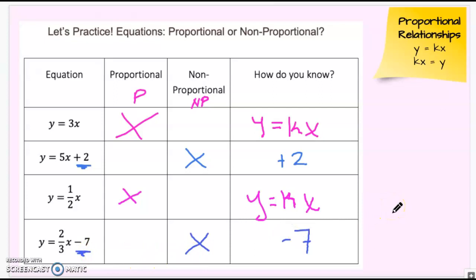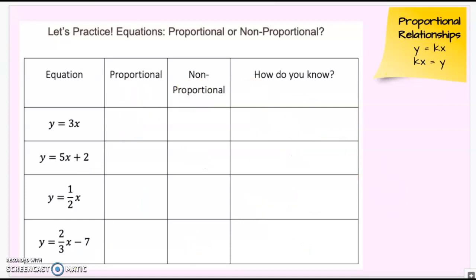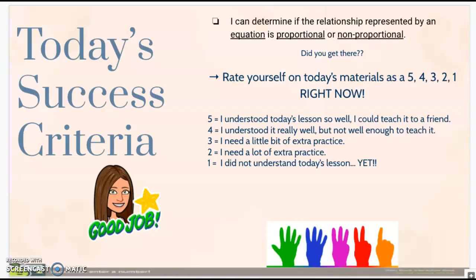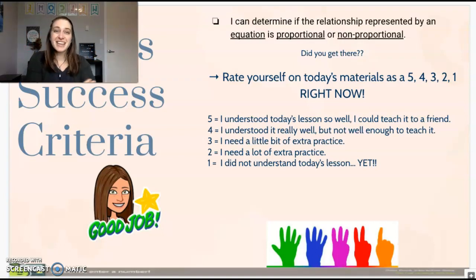Awesome. This is something that could be really helpful in your notebook. If you would like to copy it down, please do so now. Great. Good job. So that's it. Hopefully that was clarifying to you. Hopefully if you were confused in class, now you feel a little bit less confused. Your goal today is to determine if a relationship represented by an equation is proportional or non-proportional. Please rate yourself on a 5, 4, 3, 2, 1 scale.